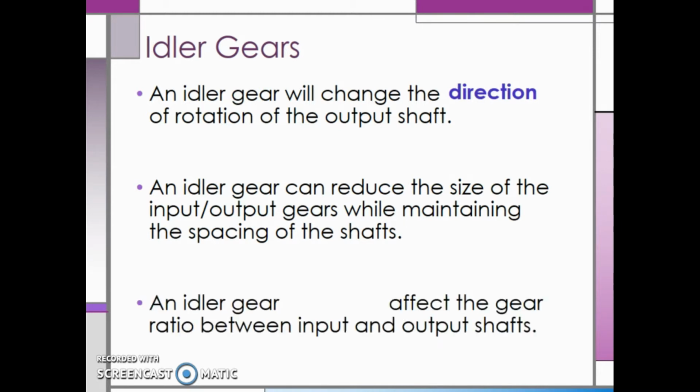Like I already mentioned, only the number of teeth between the first and last gear in a gear train affects the gear ratio. This means that an idler gear does not affect the gear ratio between the input and output shafts.